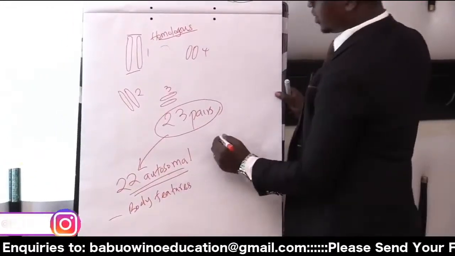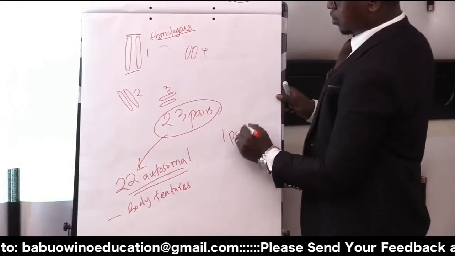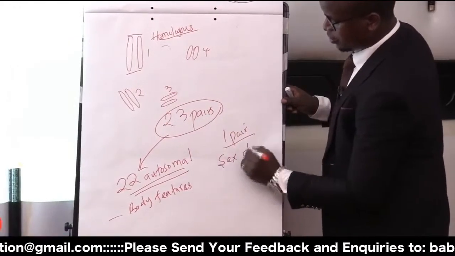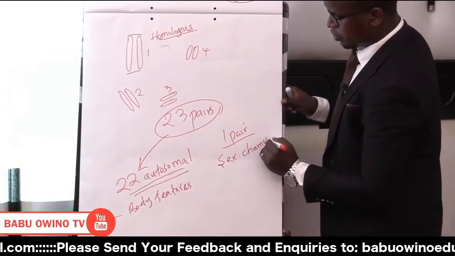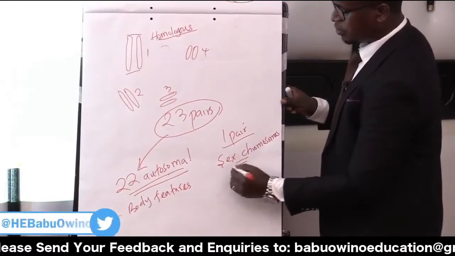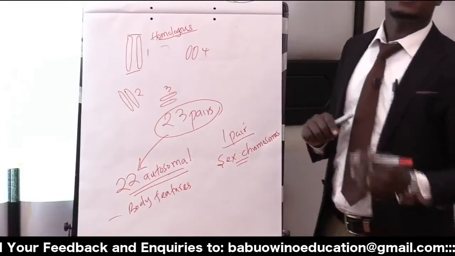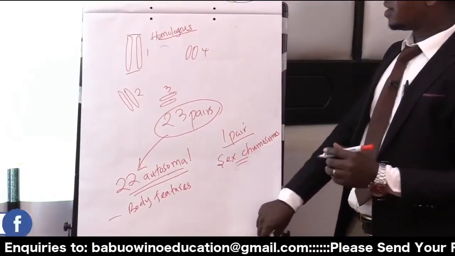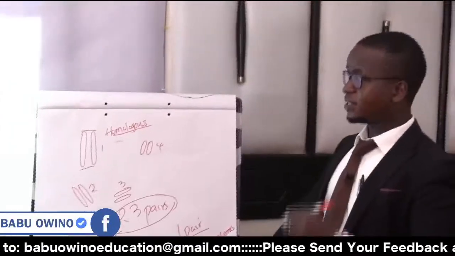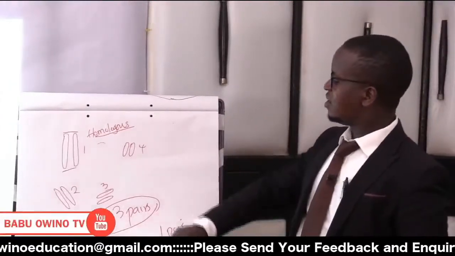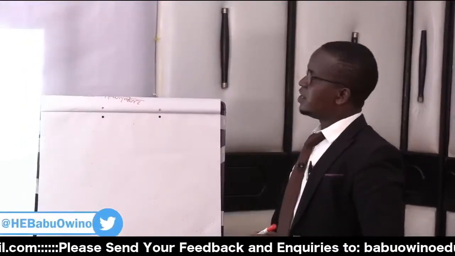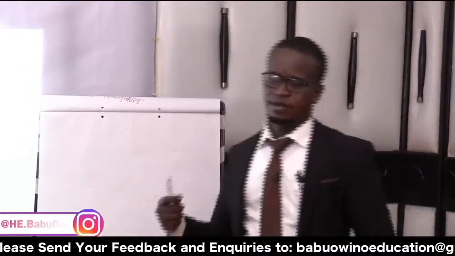But the 23rd pair of chromosomes, we always refer to as the sex chromosomes. This is because these chromosomes are responsible for determination of sex of an individual. So we have 46 chromosomes, but they're arranged in pairs.